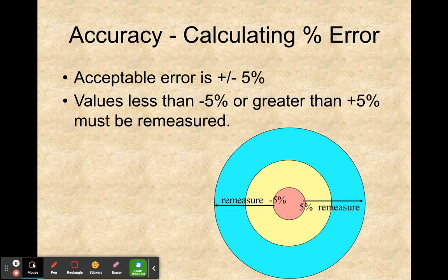Okay, accuracy and calculating percent error. So when you've calculated your percent error, an acceptable error is plus or minus 5% away from the accepted value. If values are less than minus 5% or greater than plus 5%, then you have to remeasure within your experiment. Anything within that 5% is acceptable.